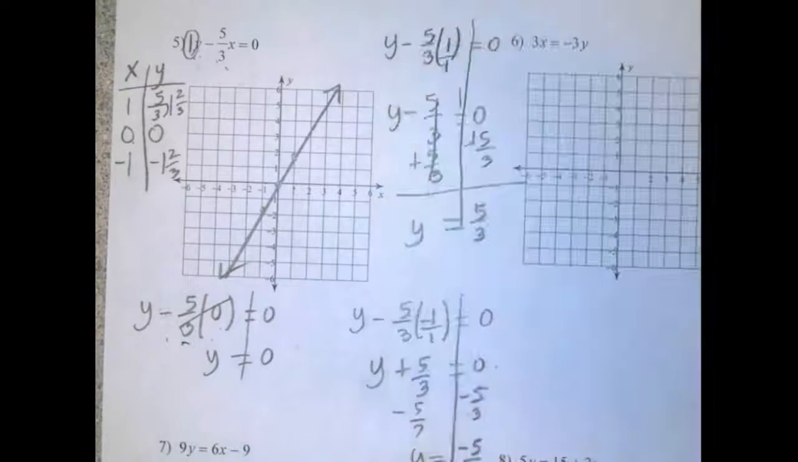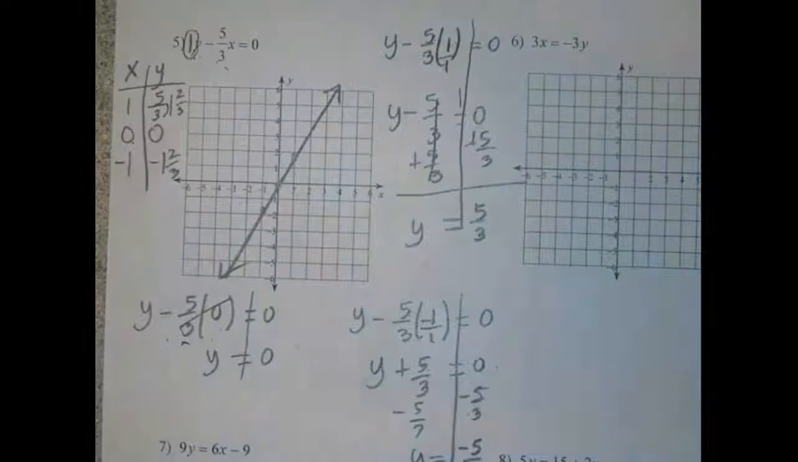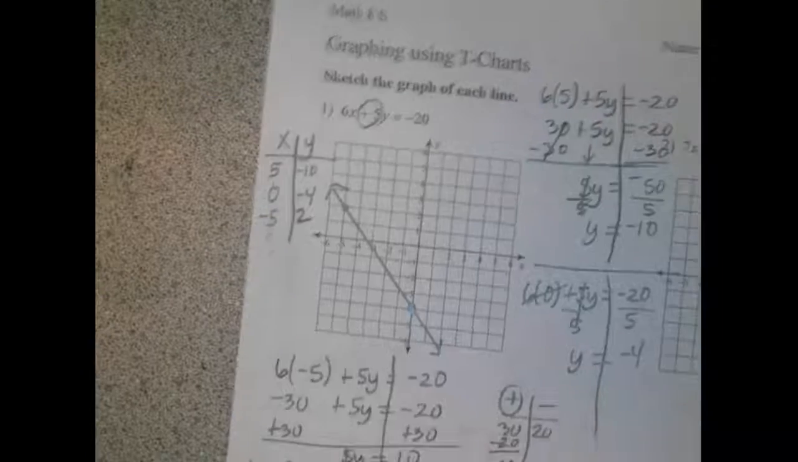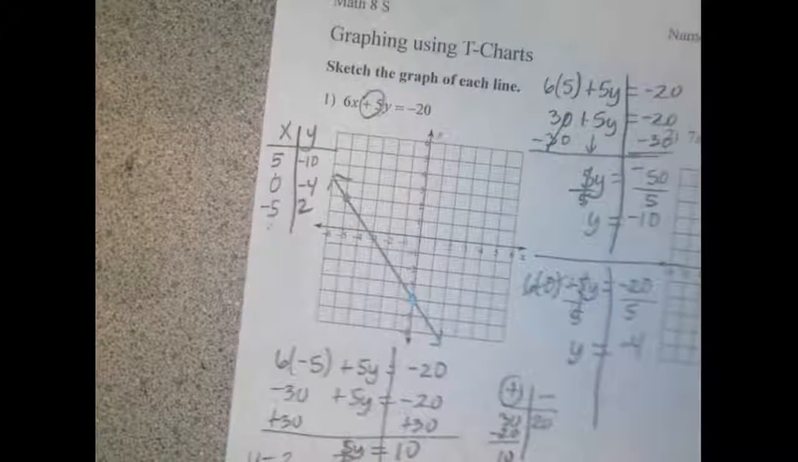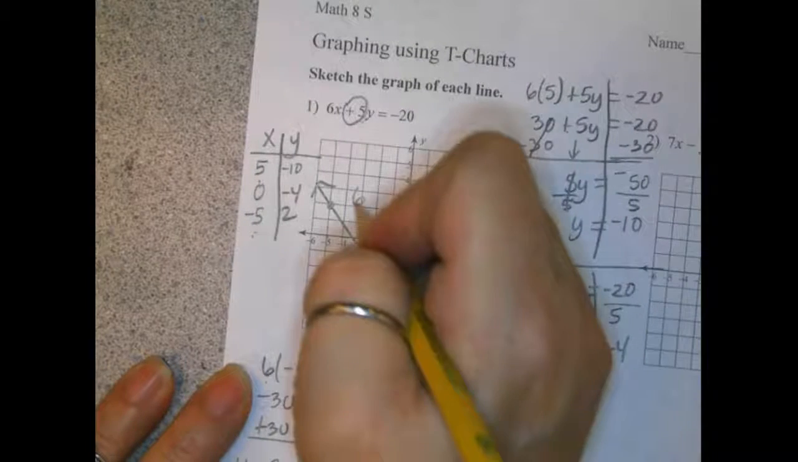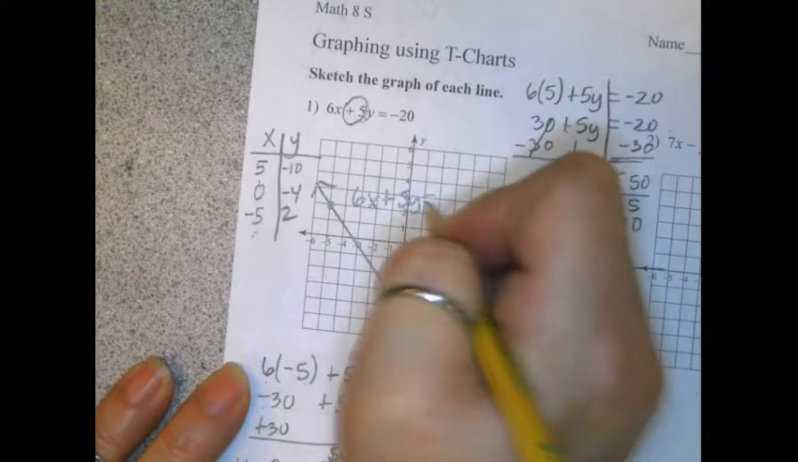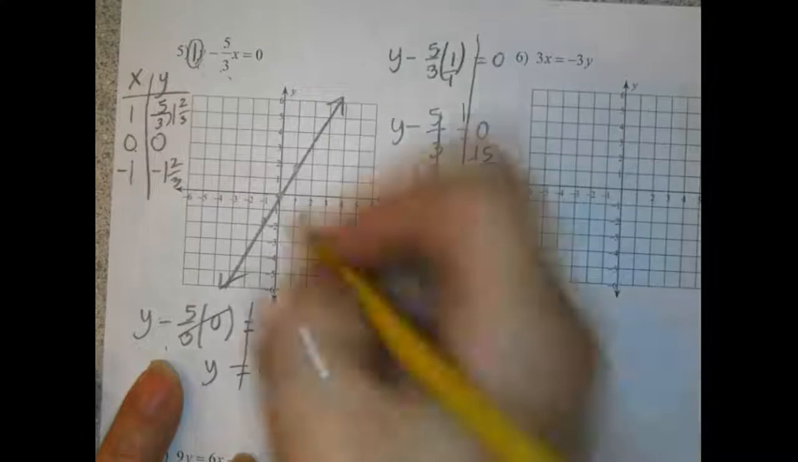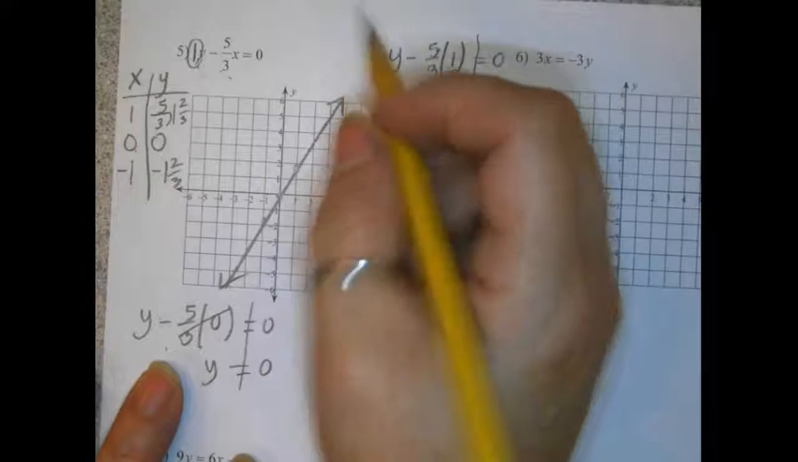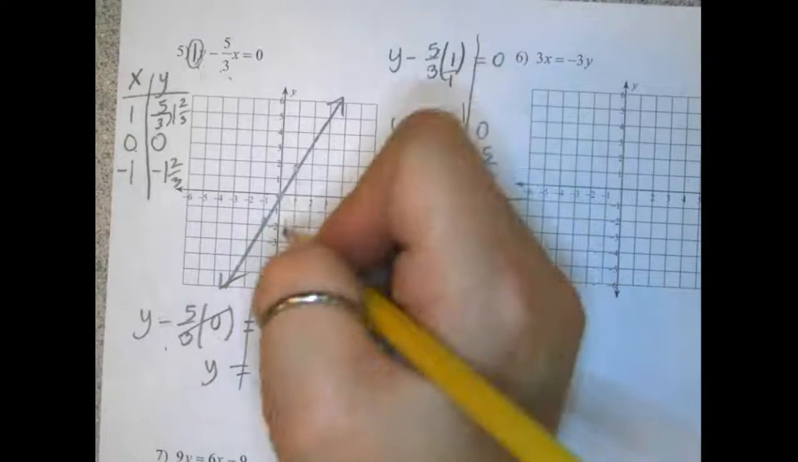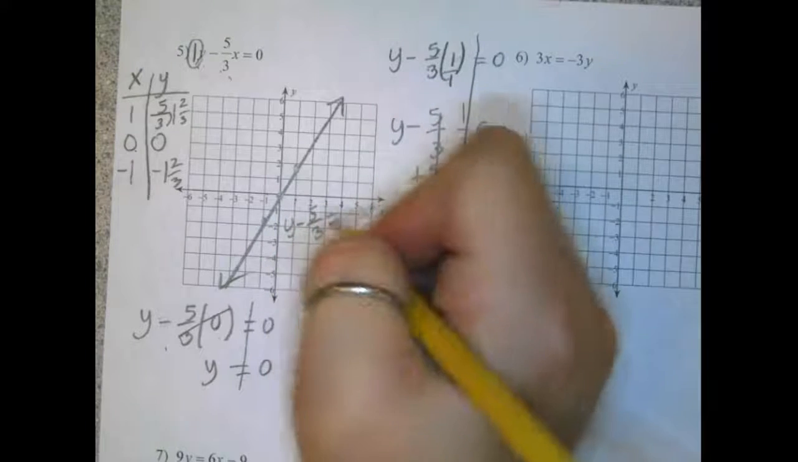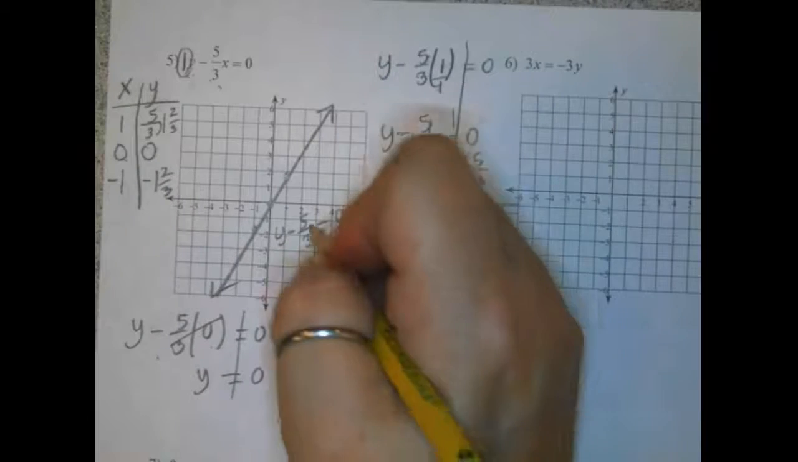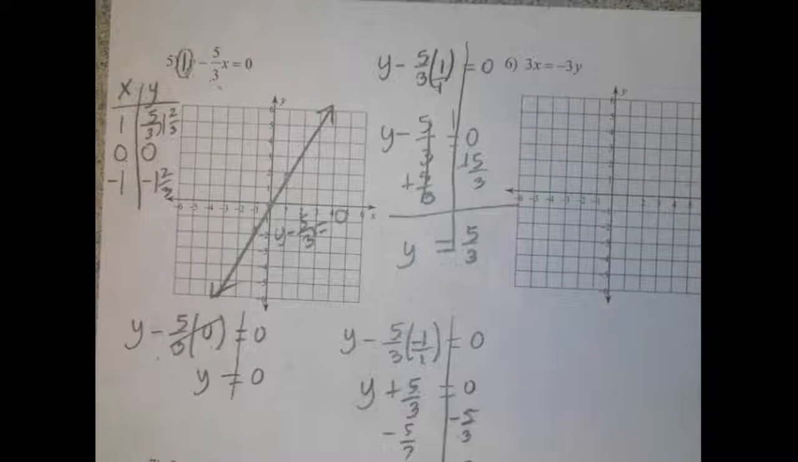What did I forget to do to the first problem? What did I forget to do? I forgot to label it. 6x plus 5y equals negative 20. So on this problem here, number 5, what should I label it? What should I label it? I've got my x. Right? So do you guys remember how to do this? Should we do one more?